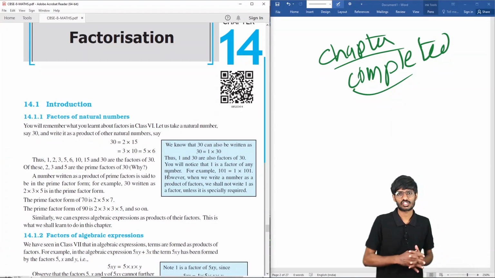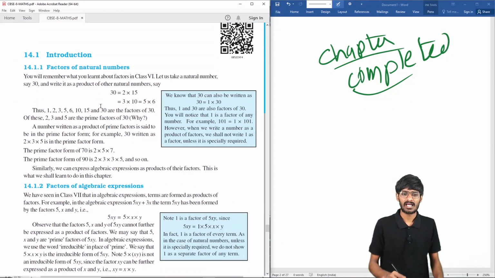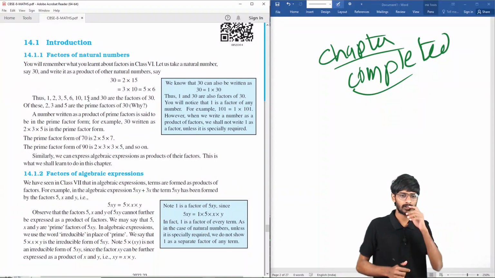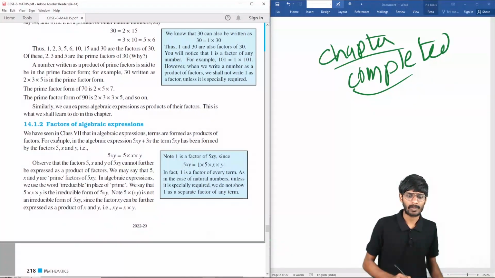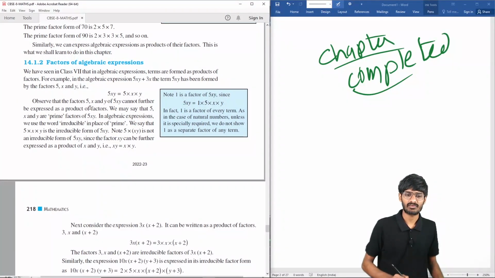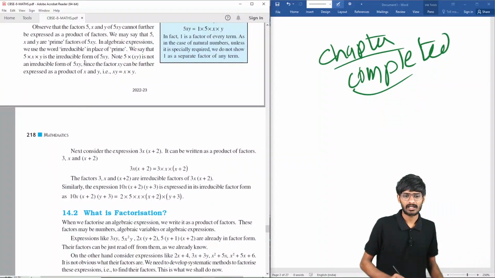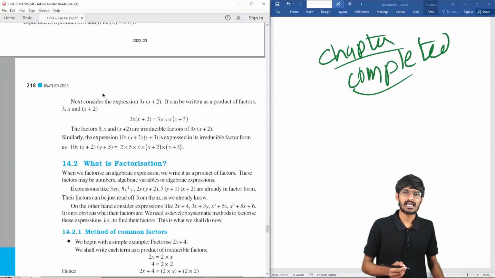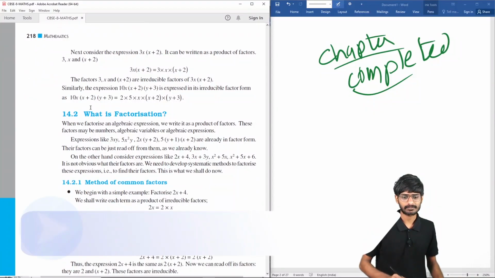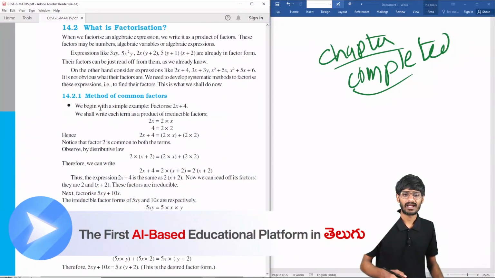So factorization, it is the chapter we have discussed, and in the case of natural numbers, we know how to write the factors and the prime factors. Prime factors are the irreducible terms, and in the case of algebraic expressions also we can write them in terms of factors, and the factors which cannot be reduced further are called irreducible factors, and any expression written in the form of irreducible factors is called the irreducible form. And factorization means finding the factors by taking common factors out.